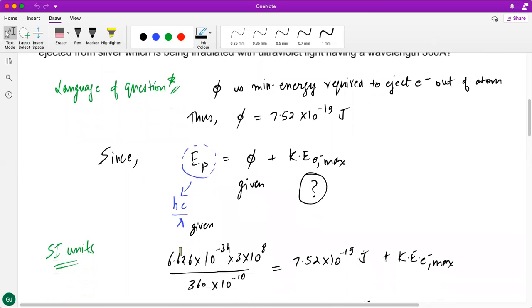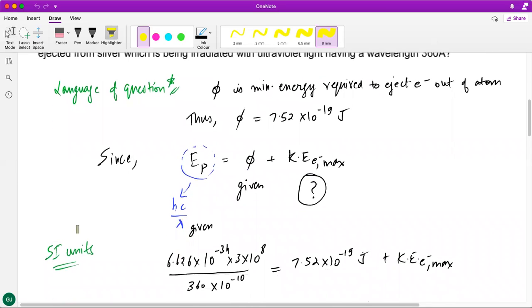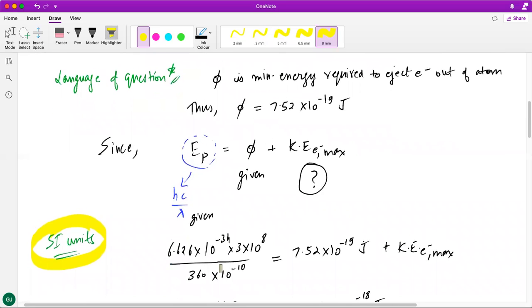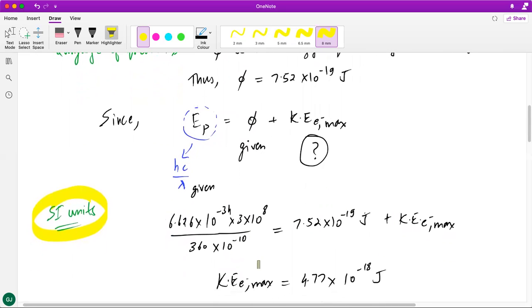Now, once we do that, it is really important for you to take care of the units. Please make sure that you are substituting values in consistent units so that you will get a correct answer. So here, h and c are substituted in the SI units, and the wavelength, which was given in angstrom, we are substituting in meters by doing the appropriate interconversion. Once we solve it, we get the kinetic energy of the electron in the units of joules.